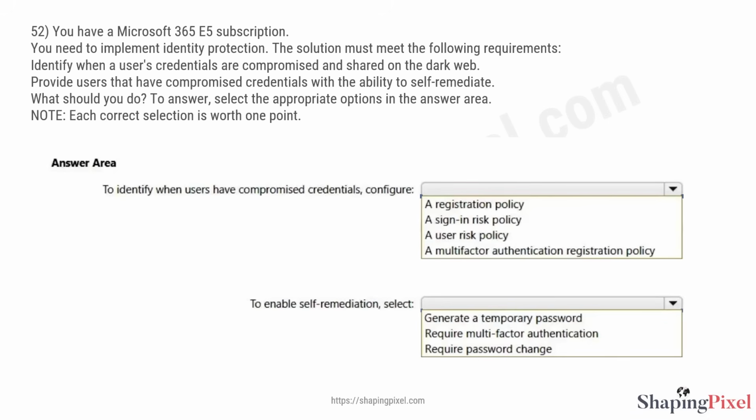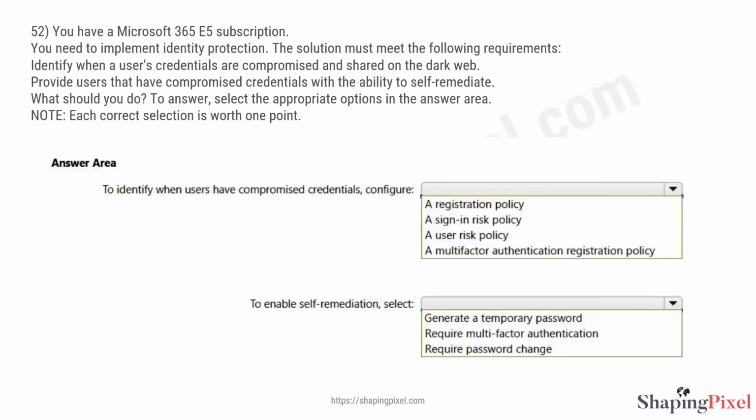Question number 52. You have a Microsoft 365 E5 subscription. You need to implement identity protection. The solution must meet the following requirements. Identify when a user's credentials are compromised and shared on the dark web. Provide users that have compromised credentials with the ability to self-remediate. What should you do? To answer, select the appropriate options in the answer area. Each correct selection is worth 1 point.